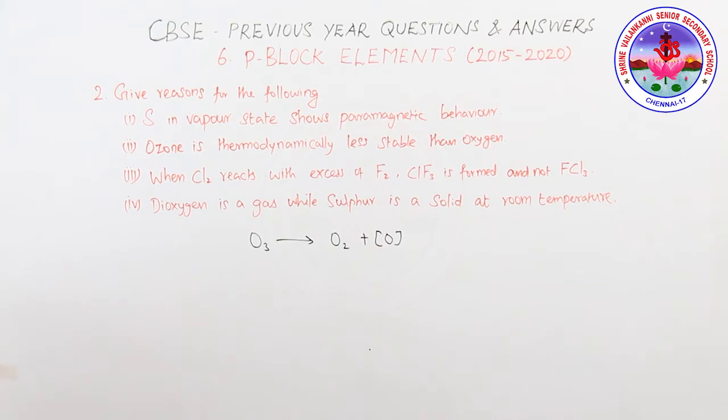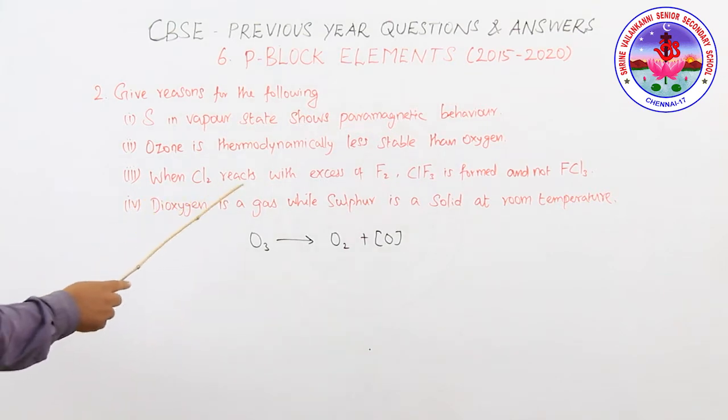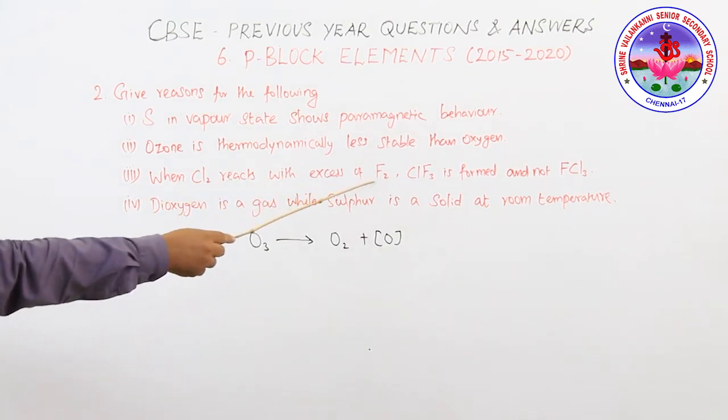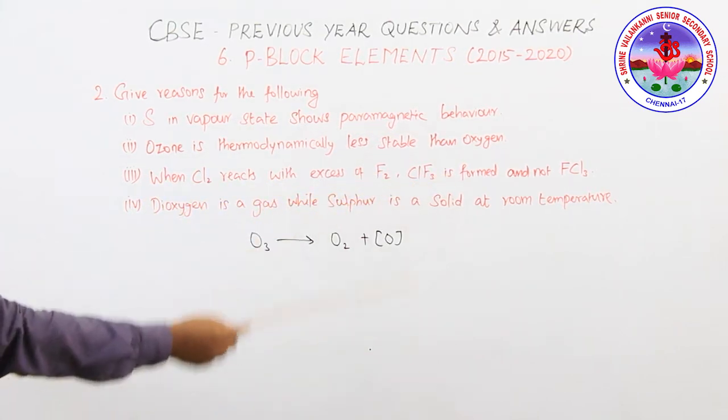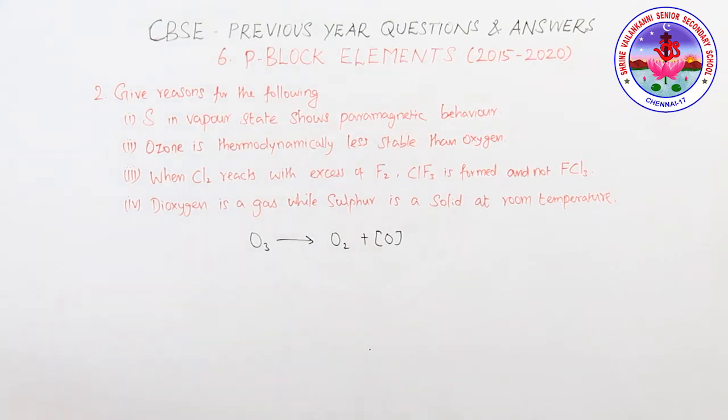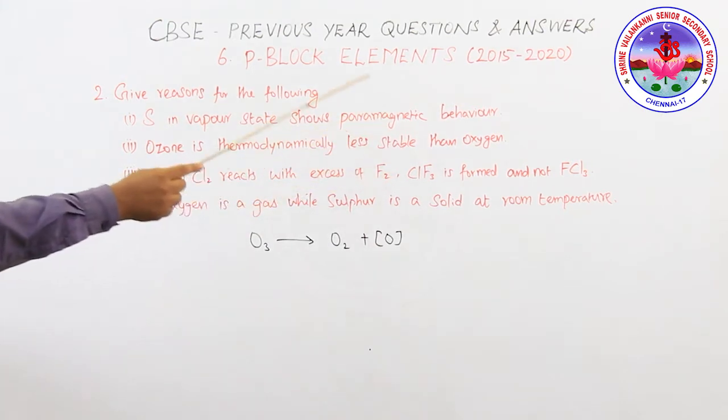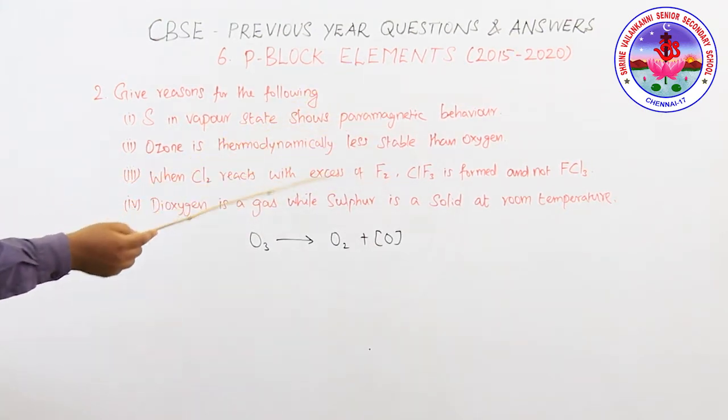Then the third question is: when chlorine reacts with excess of fluorine, ClF3 is formed and not FCl3. What is the reason here? Look at this ClF3: the chlorine has d orbitals.